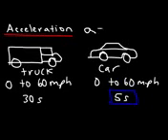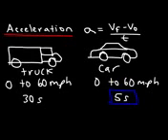Acceleration is defined as the change in velocity divided by the change in time. Or sometimes you could just put t. So you can write it this way. Let me adjust the formula. If you see the triangle, it simply means change. So acceleration can be written this way: it's the final velocity minus the initial velocity divided by the time.